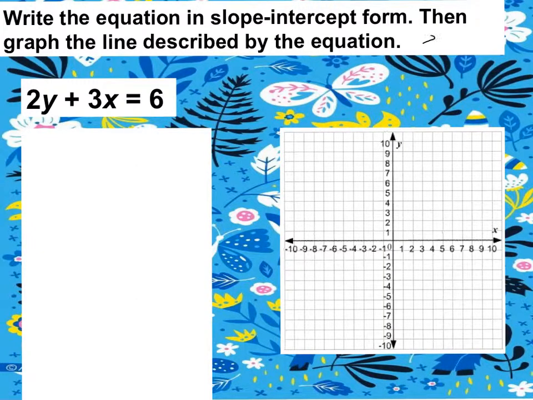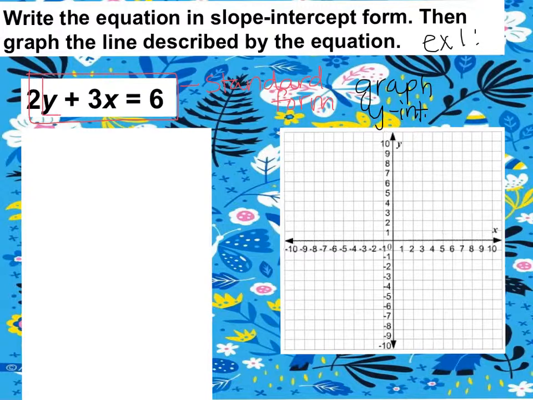Okay, here is example number 1. We are going to write the equation in slope-intercept form, then graph the line described by the equation. So let's first take a look at the equation given. This is what we call standard form of an equation. So let's write that, standard form. In standard form, we could graph using y-intercepts. However, we haven't discussed or learned that in class. So in order for us to graph this line, we have to get it in slope-intercept form.